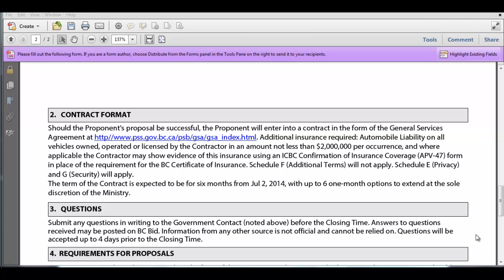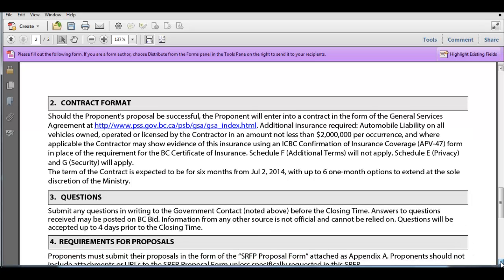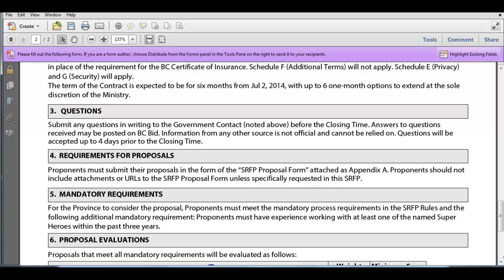So now let's move on to Section 3 questions. So I've spent a whole bunch of time here talking about when you should ask questions and what you should be asking questions about. So let's talk a little bit more about what that means, what that process looks like.